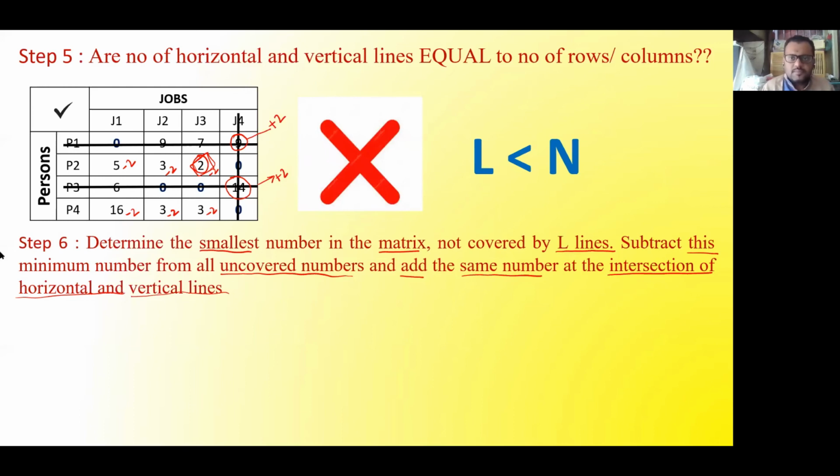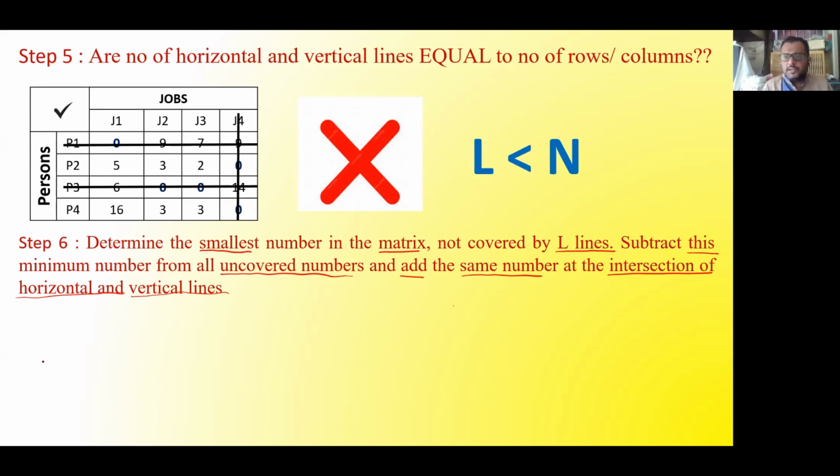No, sir. Please repeat, sir. So first of all, why is this step needed? This step is needed because we have not reached the optimum solution. As far as our covering of zeros is concerned, there are only 3 lines covered. That means one job has been assigned to 2 persons, or 2 persons have been assigned to 1 job.